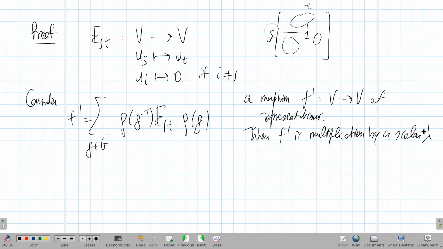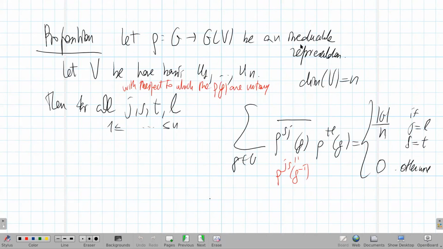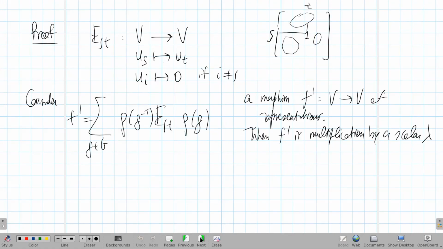Lambda. Actually, we have seen the proof in two parts. We have seen that F prime is a morphism of representations, and we recall this representation being irreducible, okay? It can be only of two things: either it is 0, or it's a multiplication by a non-zero scalar lambda, okay?